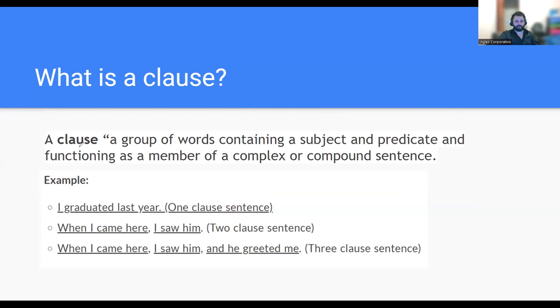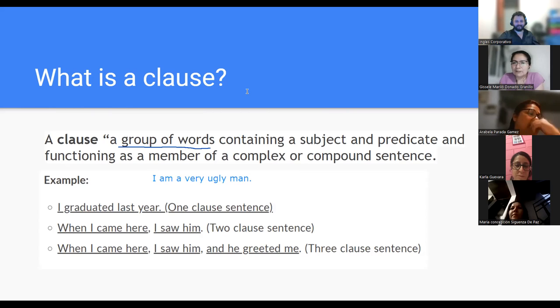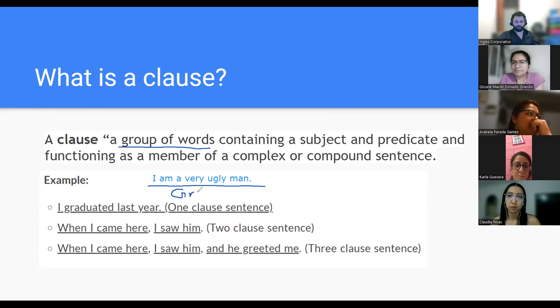Okay. So I want you to remember this. A clause is a group of words. Let me ask you this, guys. If I say, I am a very ugly man. Is this a clause? Yes or no? Because it's a group of words, containing a subject and predicate. Okay, so this is a group of words, right? So far we actually hit the first condition, being a group of words.